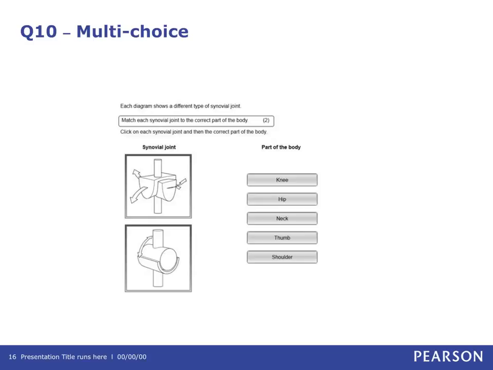Question 10. This question is a straightforward multiple choice. Most learners can identify the different types of joints. However, this question made them take a second step to apply this knowledge to specific parts of the body which they found more difficult. More learners were able to match the hinge joint to the knee than were able to match the saddle joint to the thumb. Answers: thumb and knee.